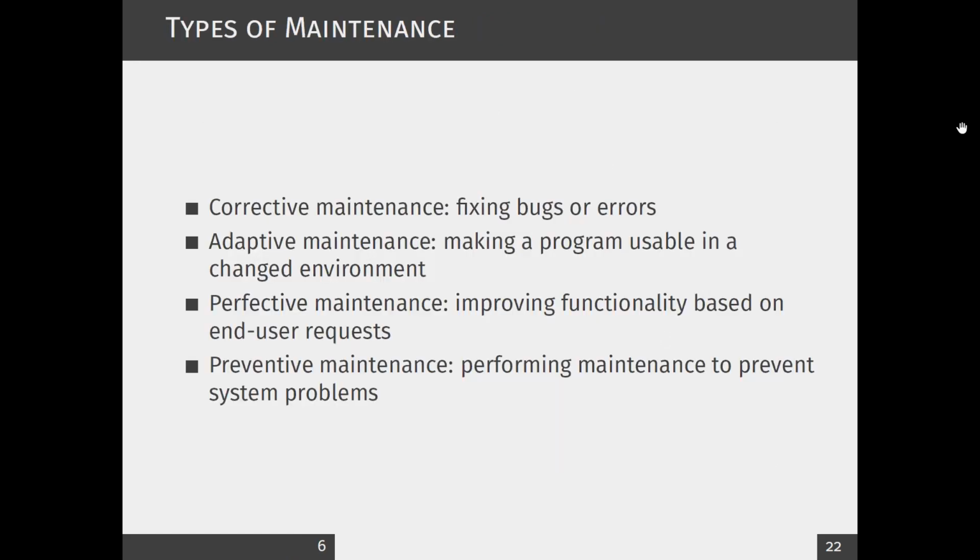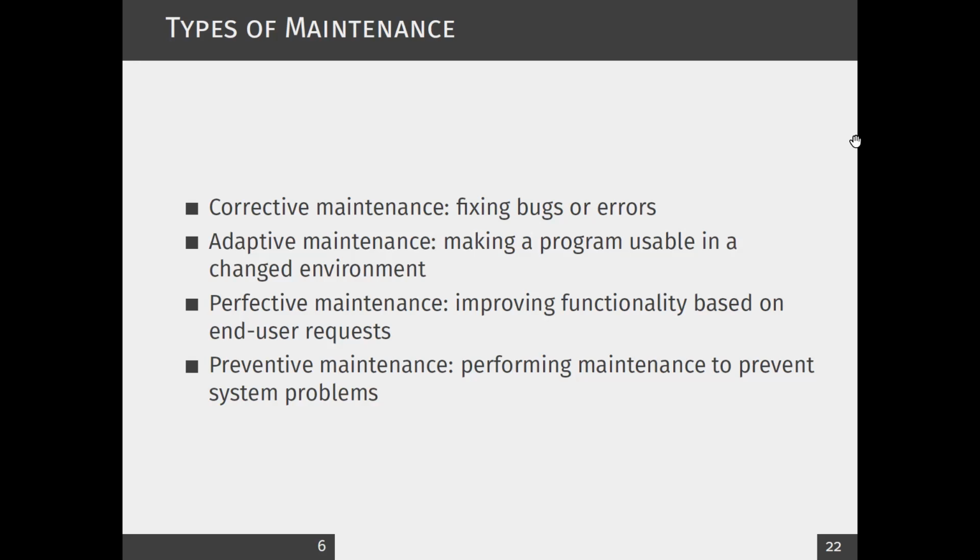Now, we talk about the different types of maintenance. In short, we will start with corrective maintenance, which is fixing bugs or errors in the system. Adaptive maintenance, making the program or the software usable in a changed environment. That means we are going to make it adaptive. Perfective maintenance, we improve the functionality based on end user request. Preventive maintenance, we perform maintenance to prevent any system problem.